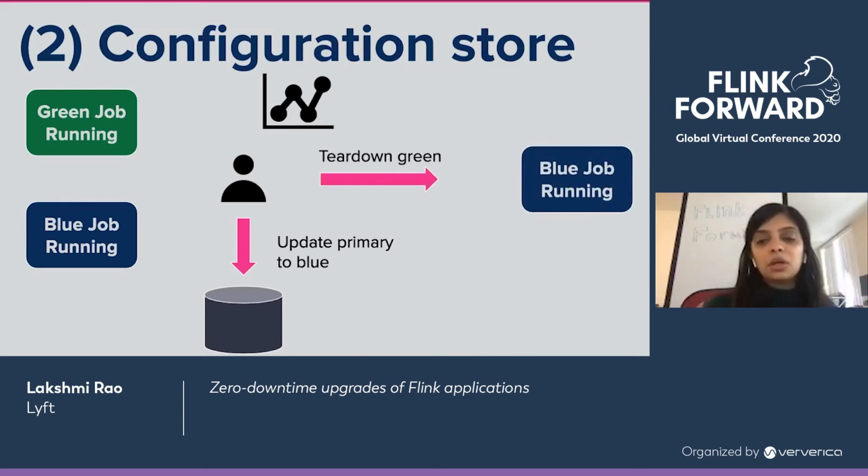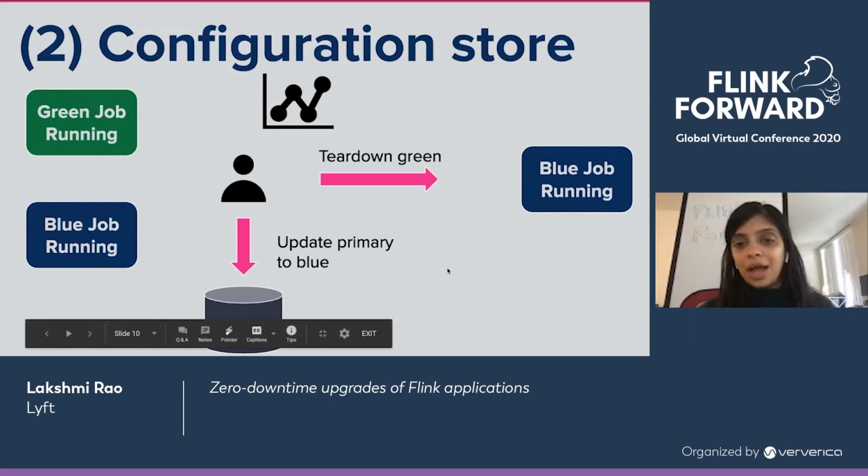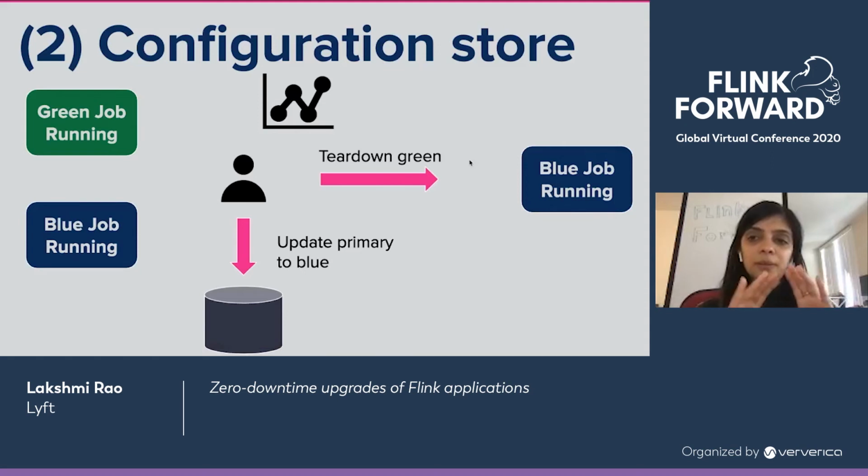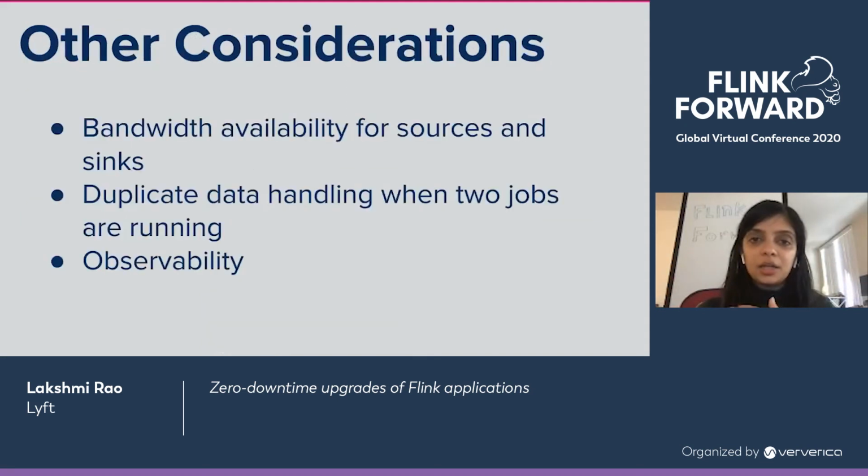And so basically, we also had to build, as a platform team, the ability for users to be able to perform this update as well as the tear down stage. So this kind of completes the picture of the entire ecosystem around zero downtime upgrades. There are a couple of other considerations that have to be taken into account. Firstly, the whole deployment strategy assumes that there can be two Flink jobs running for an application at any given point in time.